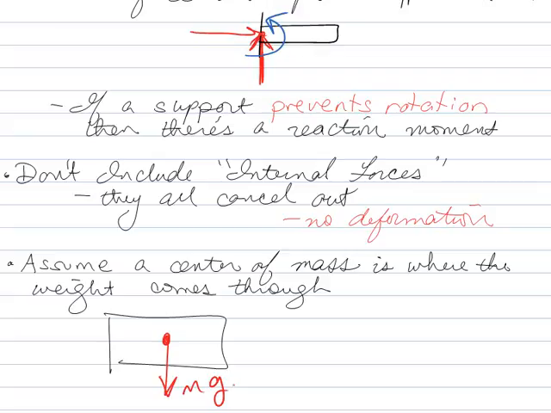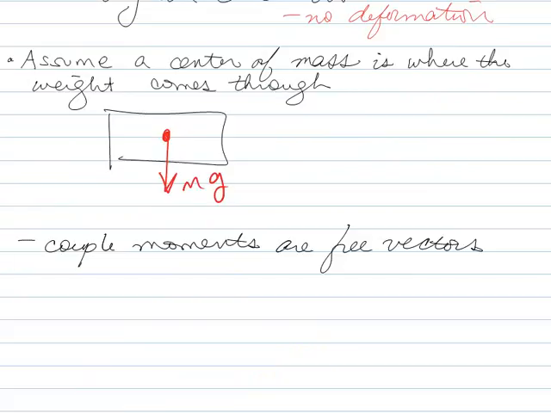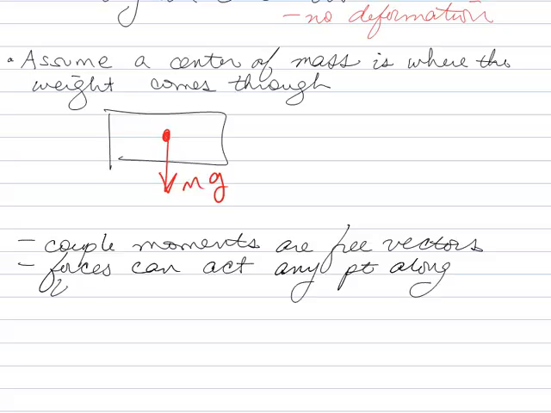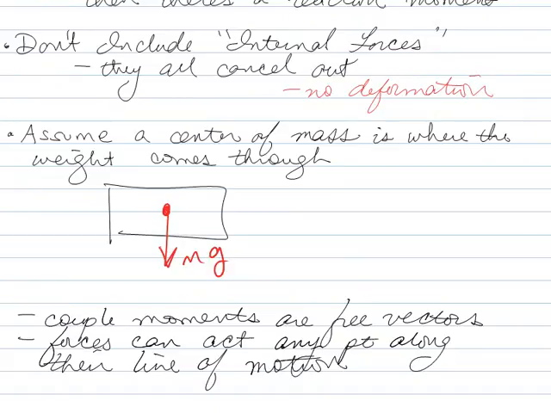A couple of things to keep in mind as you're going along: remember that couple moments are free vectors, so we can place those anywhere. And again, forces can act at any point along their line of action. If you've got those down, then you're in pretty good shape. We will go through and look at a bunch of support reactions so you can get some good experience interpreting those and being ready for them.